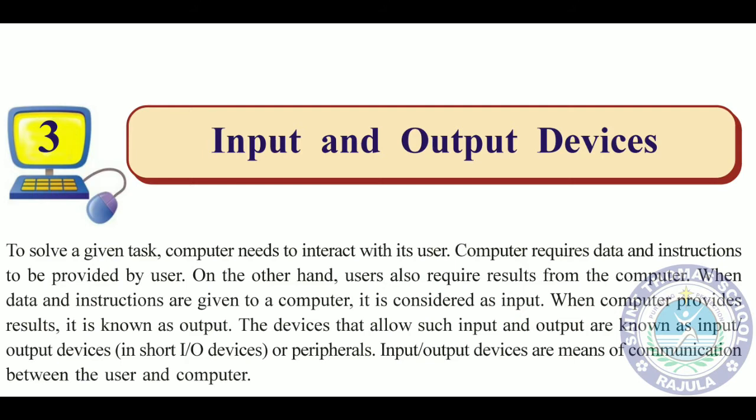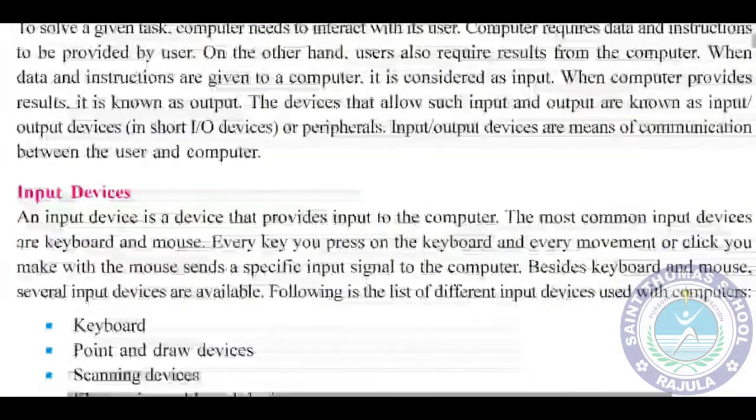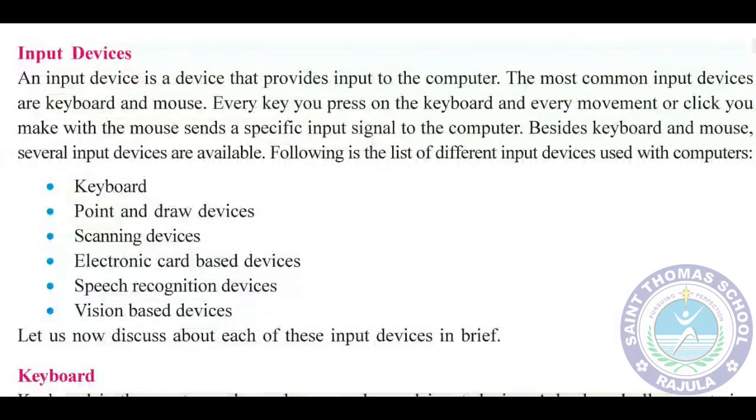Now we will talk about input devices. An input device is a device that provides input to our computer, that we have already discussed. Now the most common input devices are the keyboard and mouse. From the beginning we are learning that the computer has 4 basic components, that is monitor, mouse, CPU and keyboard. In that, the mouse and keyboard are the input devices, and any movement that you are doing either with the keyboard or mouse gives the input signal to our computer.